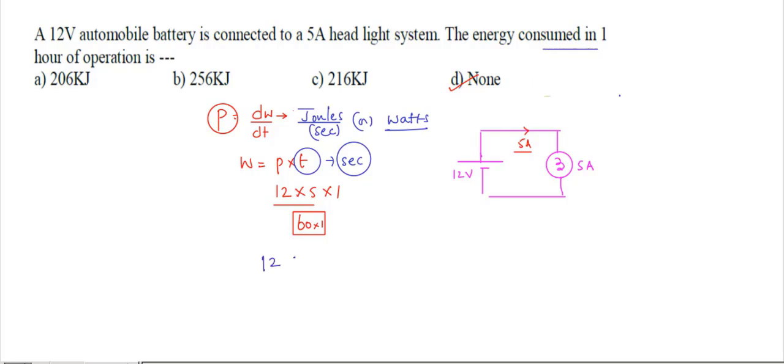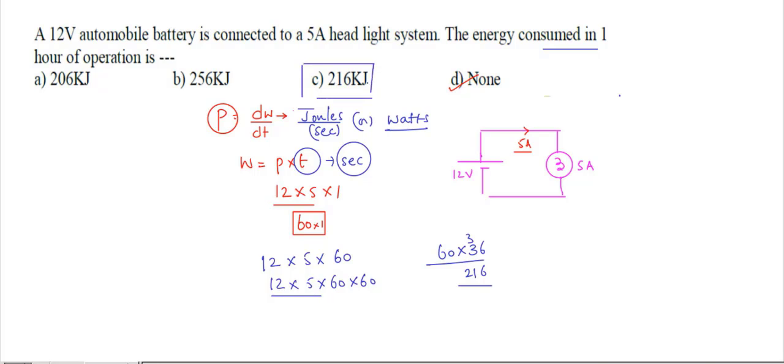So 12 into 5 into 1 hour means 60 minutes. So I can write 12 into 5 into 60 into 60, since 1 minute equals 60 seconds. 12 5s are 60, 6 6s are 36, 6 3s are 18, 18 to 21. So 216 something kilojoules should be there. So the answer is 216 kilojoules.